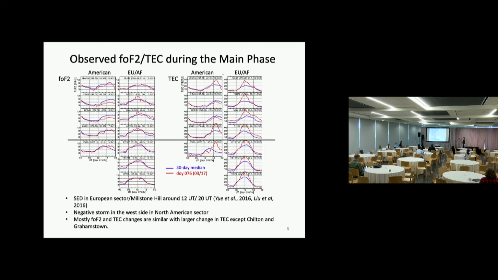Okay, this is the observed foF2 and TEC during the main phase at 12 locations. So we only focused on the main phase. We found storminess density in the European sector and also Millstone Hill around 12 UT and 20 UT respectively. And also a negative storm is observed on the west side in the North America sector.